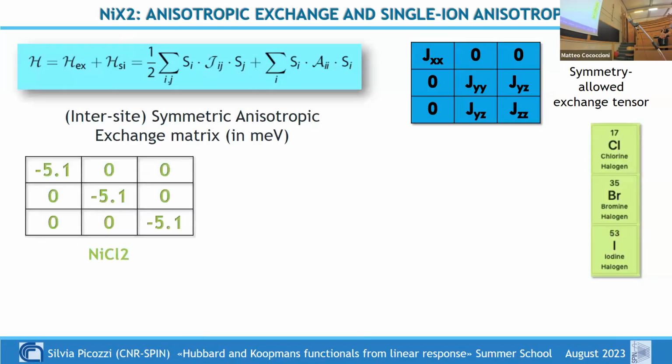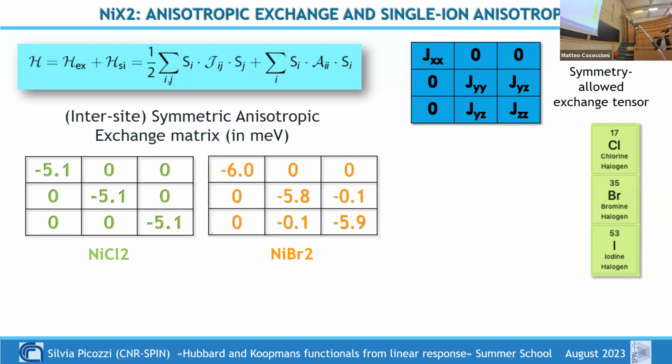And so what do you get? For nickel chloride, this is the matrix you get. Basically, you have three diagonal terms, which by symmetry can be different, but they are not. So the Heisenberg description is perfectly valid for nickel chloride too. Heisenberg would say that all off-diagonal terms are 0 and all diagonal terms are the same. So nickel chloride is a Heisenberg-like system.